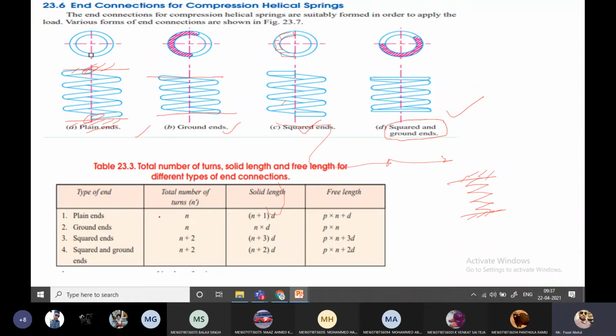Based on these end conditions, the total number of turns is given, and this is the solid length, this is the free length. If the problem asks to calculate free length, then we have to use these equations. If the question asks to calculate solid length, then we use this one. Generally the number of turns in the spring is n dash, the total number of turns. n dash is not the actual n; n dash means the number of turns considering the end conditions. That is the meaning. And this also we discussed in the previous class.